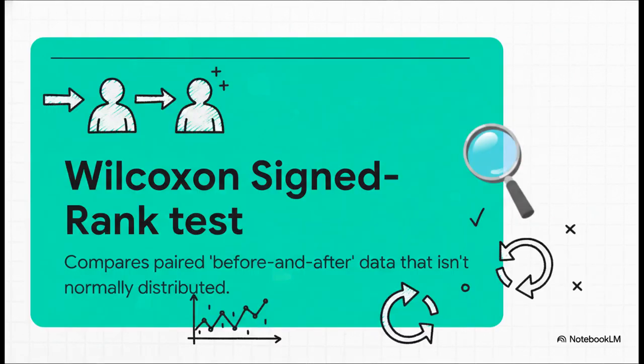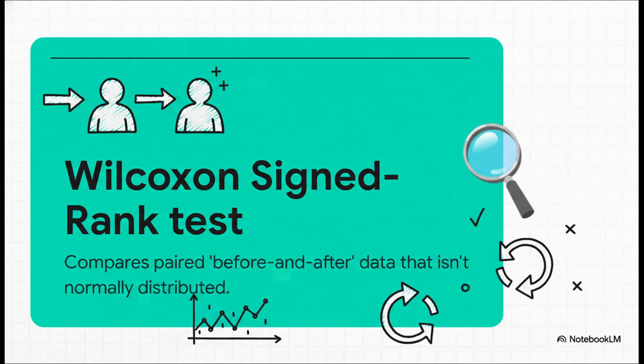Now, for those before and after studies, you're going to want the Wilcoxon signed rank test. This is for paired data, where you're measuring the same subjects twice, like before and after they get a new drug. If the change in their measurements is skewed, this test lets you see if that change is statistically significant by looking at the ranks of those differences.